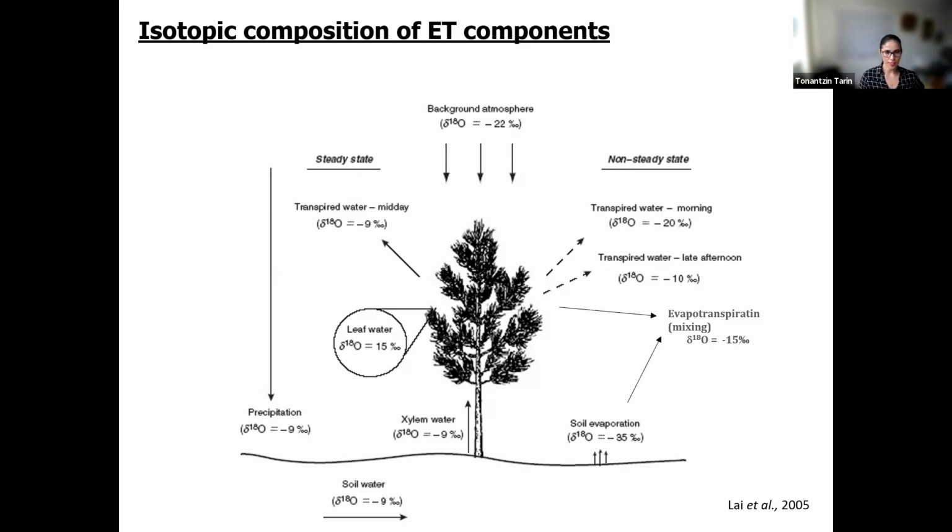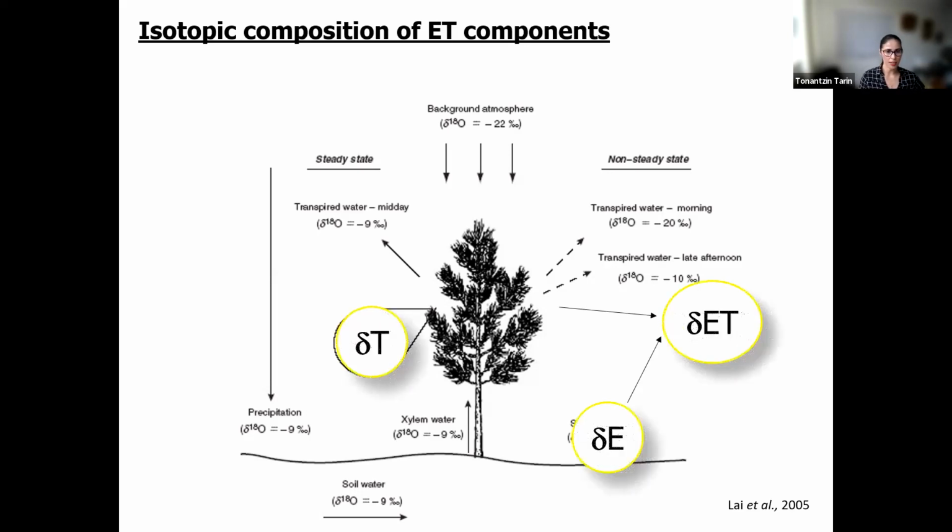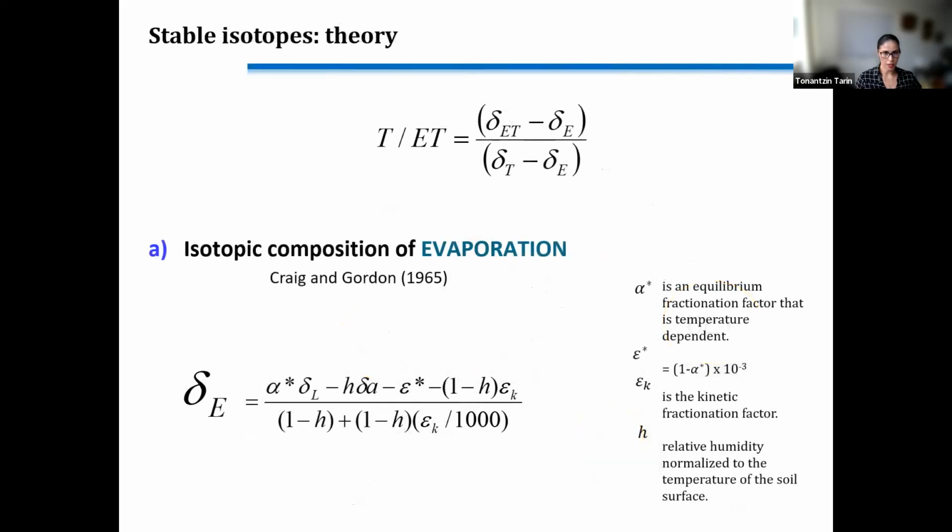In order to apply the mass balance equation, we have to measure the isotopic composition of these three sources. First, for the isotopic composition of soil evaporation, we can take samples of the first centimeters of the soil and then apply this model to estimate soil evaporation. Basically, we add physical components here such as the relative humidity and some factors.